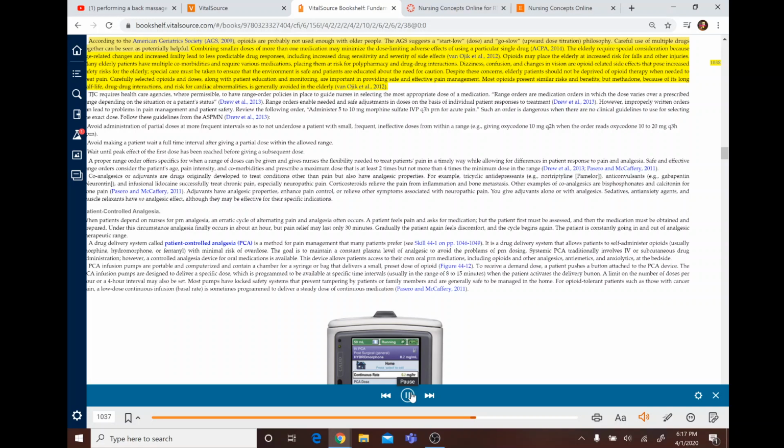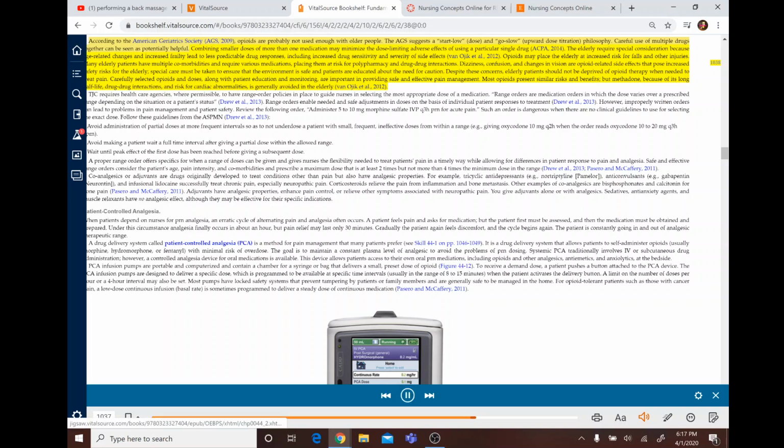Special care must be taken to ensure that the environment is safe and patients are educated about the need for caution. Despite these concerns, elderly patients should not be deprived of opioid therapy when needed to treat pain. Carefully selected opioids and doses, along with patient education and monitoring, are important in providing safe and effective pain management. Most opioids present similar risks and benefits, but methadone, because of its long half-life, drug-drug interactions, and risk for cardiac abnormalities, is generally avoided in the elderly.